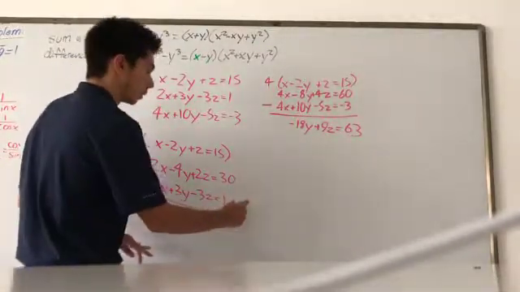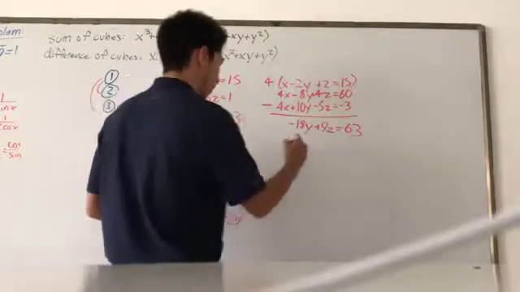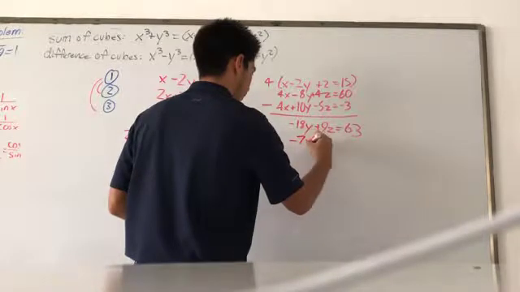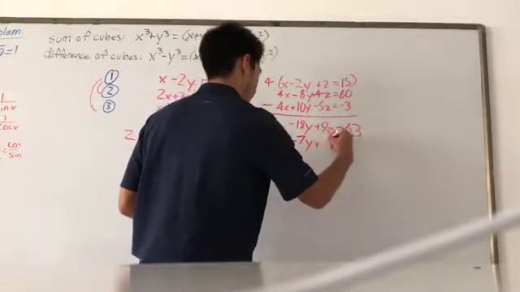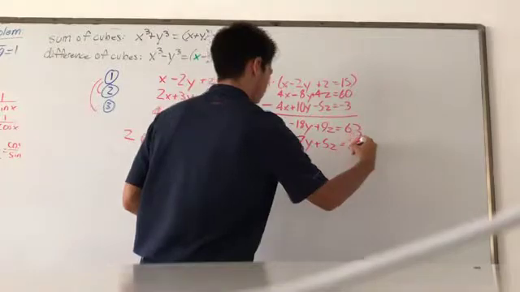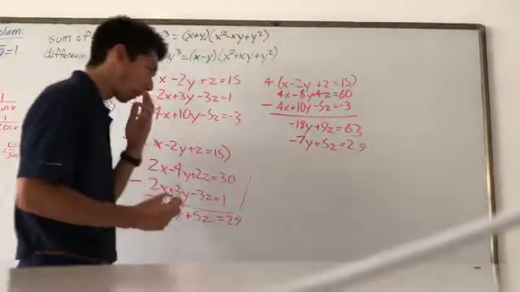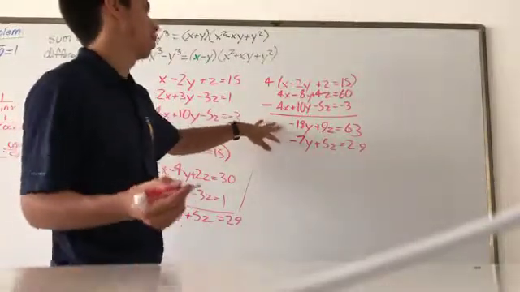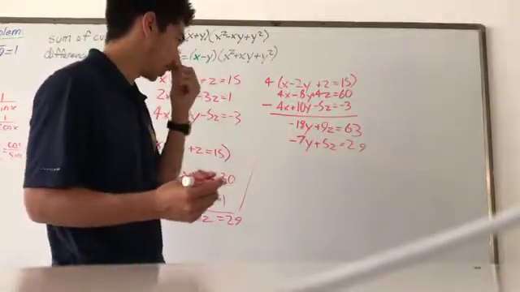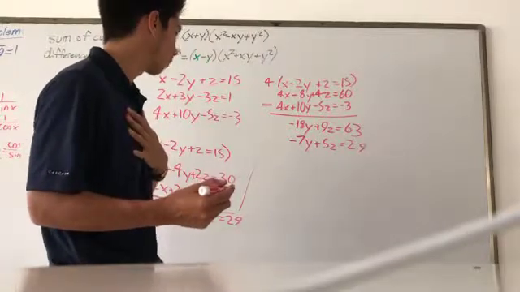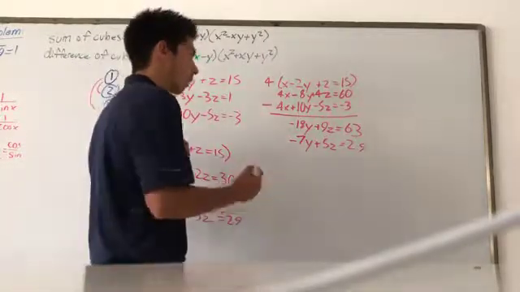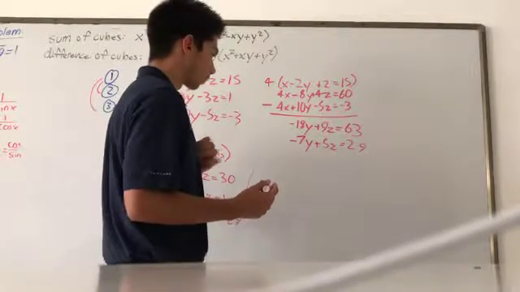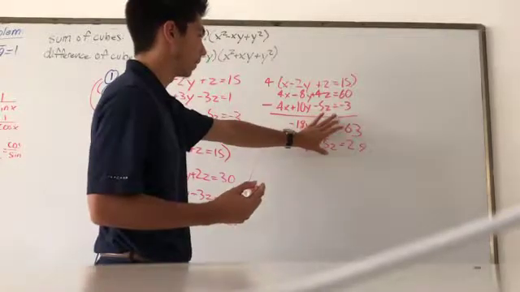So I'm going to move this equation over here, and I'm going to say that I have negative 18y plus 9z equals 63, and I have another equation that's negative 7y plus 5z equals 29. Okay? So now, once we get to here, we can either use elimination or substitution. I'm going to continue with elimination, and hopefully the numbers will be a little bit kinder to me. I'm going to try and eliminate my z's here.